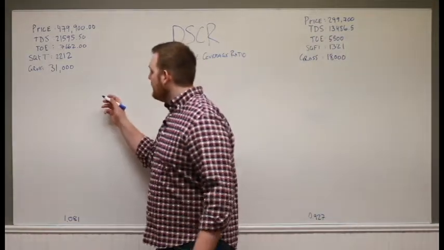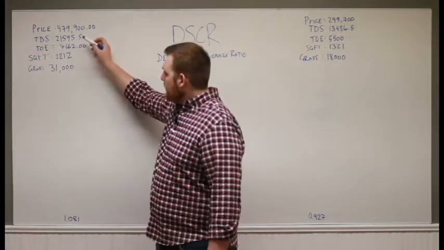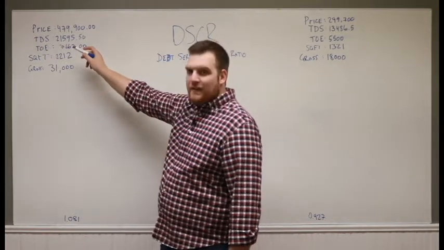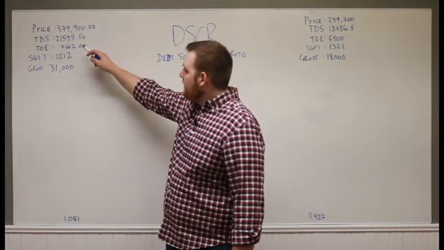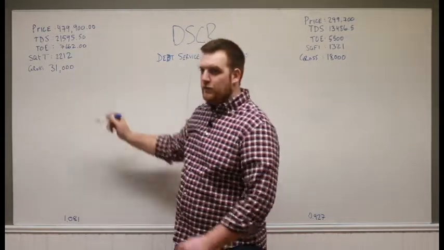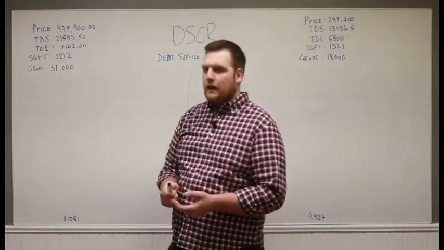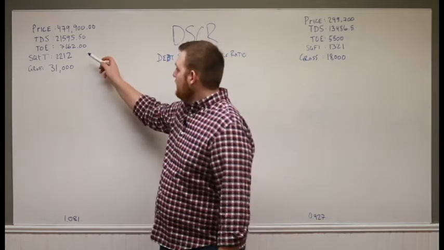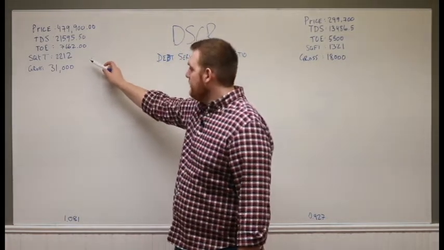Let's do a quick calculation. So here I've got an example property. It's listed for $479,900. It's a duplex. The total debt service, meaning the principal and the interest, is $21,595.50 per year. The total operating expenses, so everything except for financing, things like water, heat, and electricity, and taxes, is $7,662 per year. So that's pretty good.